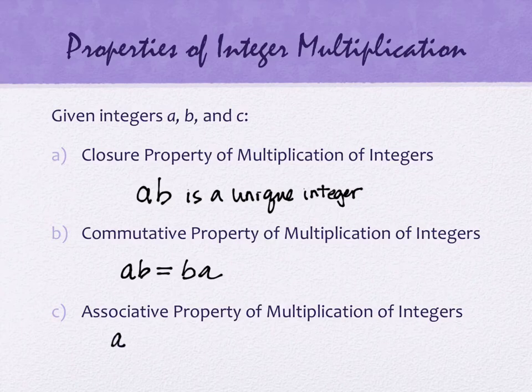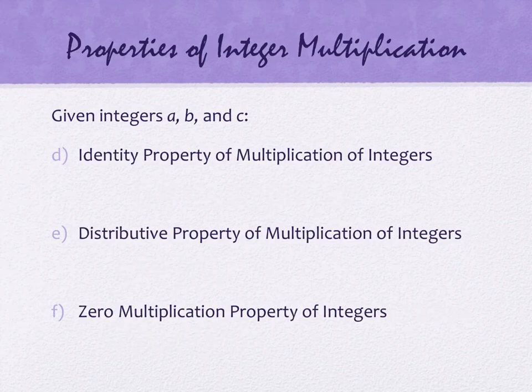The associative property we have as well. So if we multiply A and B together first and then multiply it by C, keeping the order the same, it's the same thing as multiplying B and C together first in those parentheses and then multiplying by A. We had that property before. Any questions about any of those? Okay. Our last three properties are the identity, distributive, and zero property.